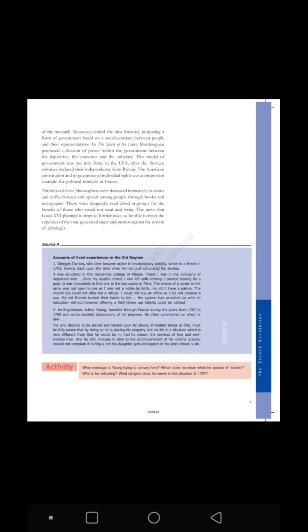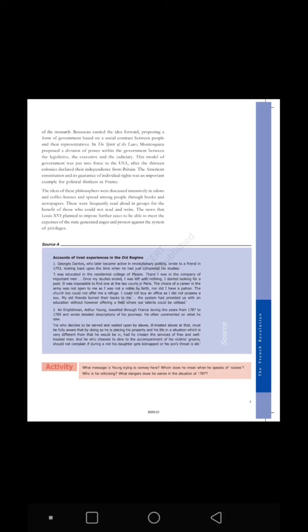Source A. Accounts of lived experience in the old regime. 1. Georges Danton, who later became active in revolutionary politics, wrote to a friend in 1793 looking back upon the time when he had just completed his studies. I was educated in the residential college of Plessis. There I was in the company of important men. Once my studies ended, I was left with nothing.